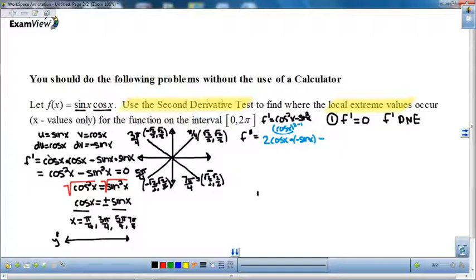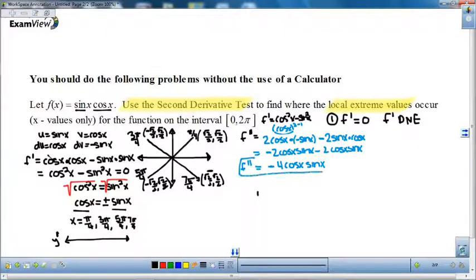Same thing for my second one, it's going to be minus 2 sine of x times the derivative of the inside. So I'm going to have negative 2 cosine of x sine of x, and I'm just going to rearrange this term to be 2 cosine of x sine of x. Notice they're exactly the same term, so I'm just going to add them together. So my second derivative would be negative 4 cosine of x sine of x.